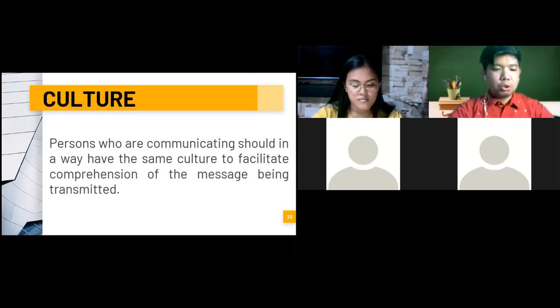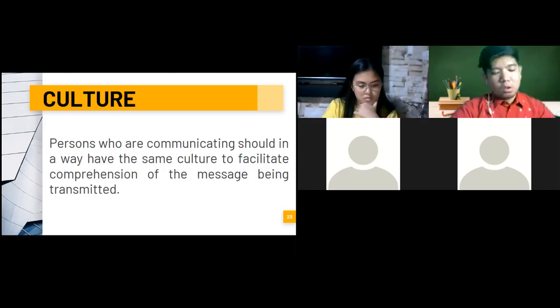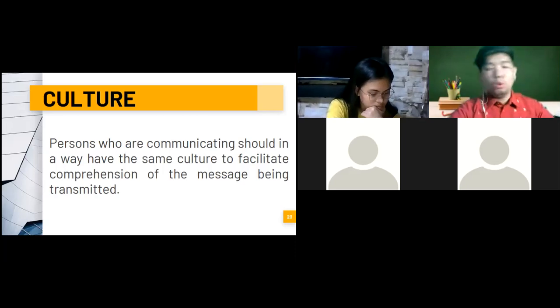For culture, always remember that persons who are communicating should in a way have the same culture to facilitate comprehension of the message being transmitted. But it doesn't necessarily mean that you always have to have the same culture to facilitate comprehension in the communication act. There will be instances wherein both parties have a different view on a culture, especially if they come from a different culture.